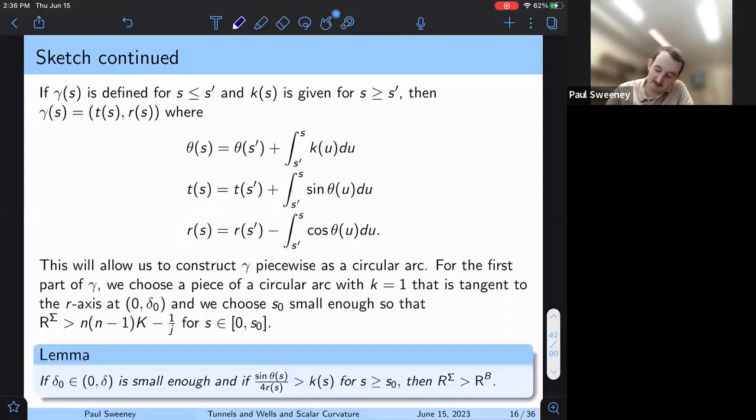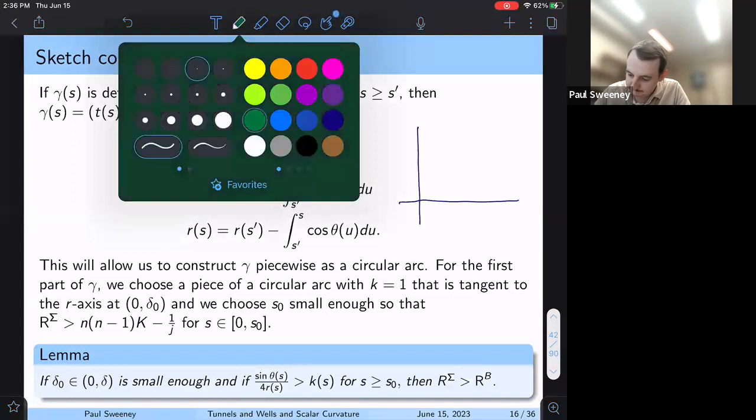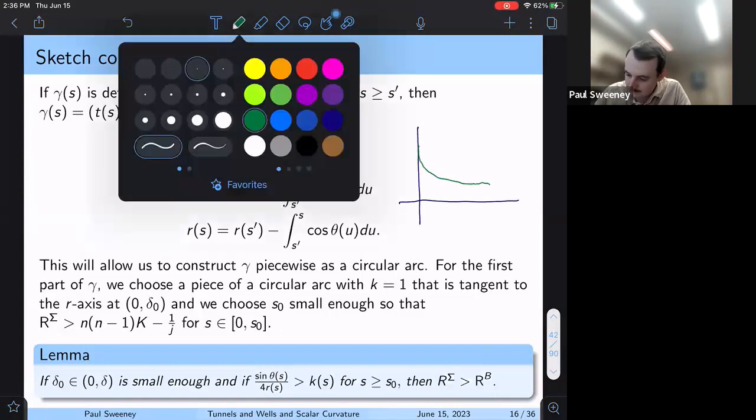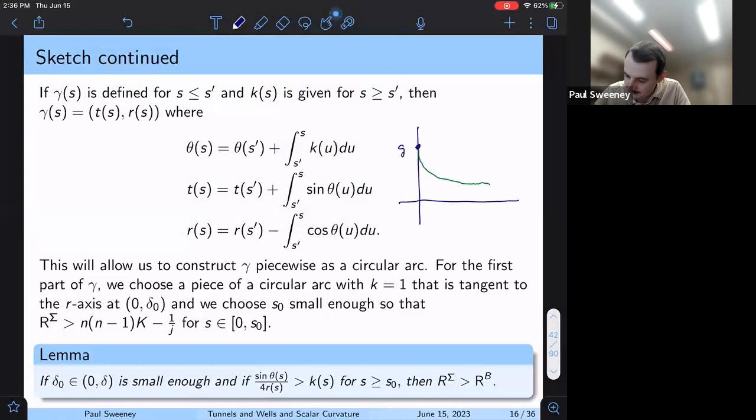Okay. And now we have one key lemma. This is the one that lets us just win the game. So if we have this delta naught small enough, I'll draw the picture again. This is delta naught, and this is our gamma of S. And then S naught happens somewhere. We go along for some time, so this point here will be gamma of S naught.